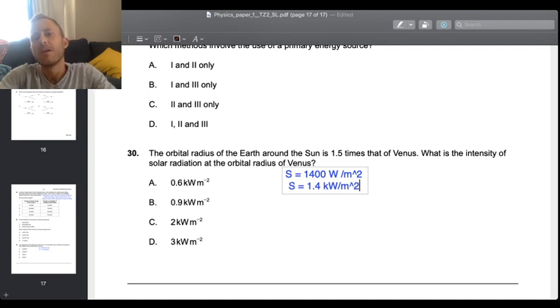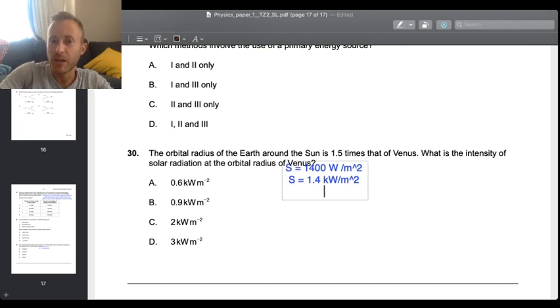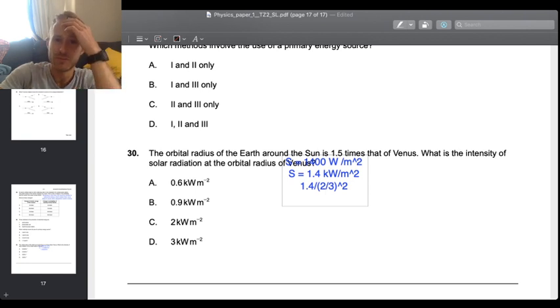All right? And it depends as 1 over r squared. Okay? So if we're at the orbital radius of Venus, the r is now 2/3 what it was for Earth. So we want to divide by 2/3 squared. So 1.4 divided by 2/3 squared, because it's an inverse square law. So that would be times 9/4. So it's going to more than double it. So the answer would have to be 3 kilowatts per meter squared, D.